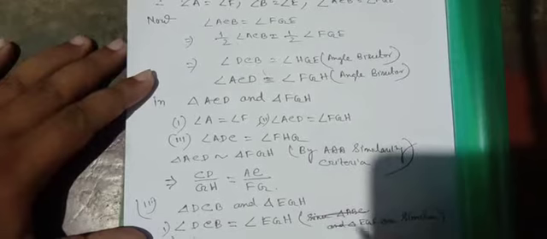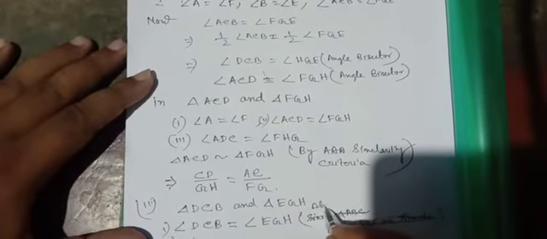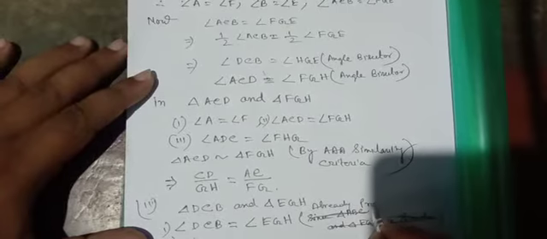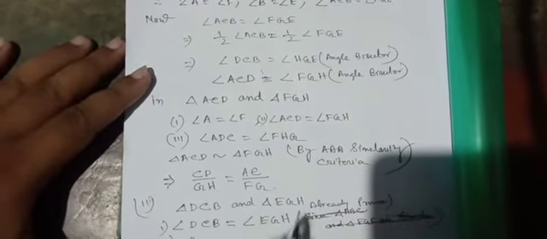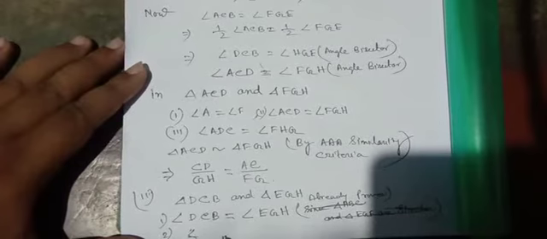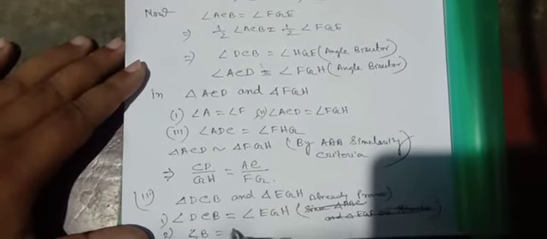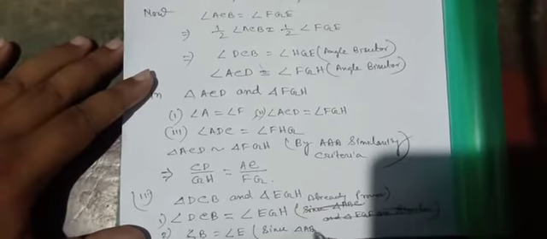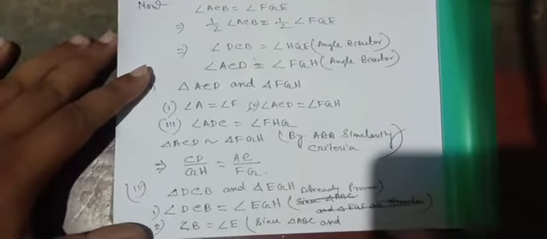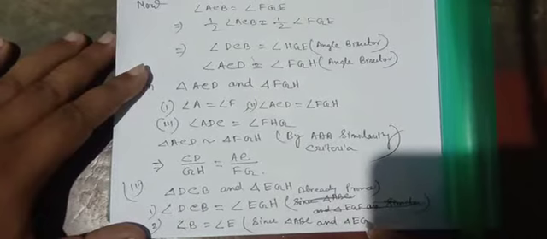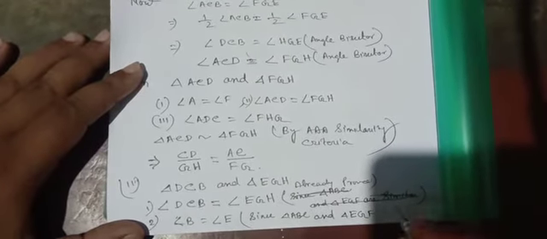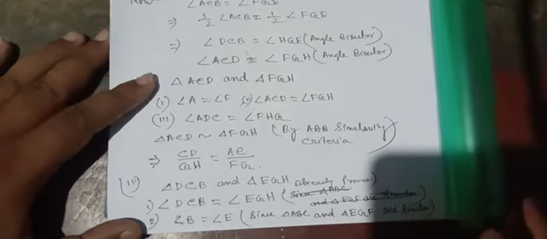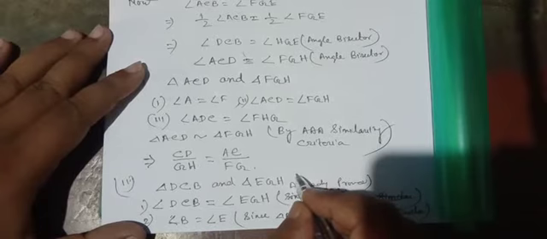Next, come to the second one. This is already proved, and here angle B will be equal to angle E, since triangle ABC and triangle EGF are similar. Now I am writing the rest of the part over here.